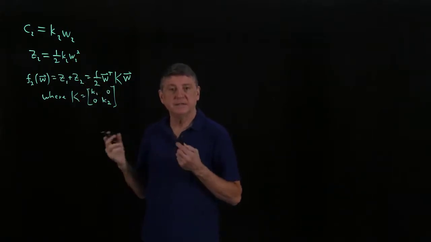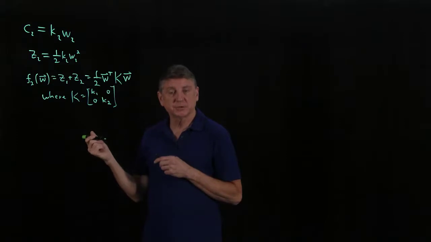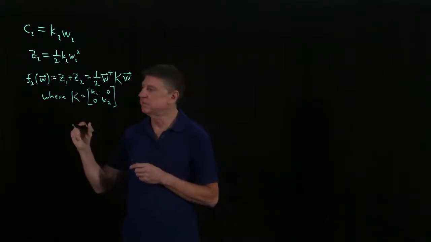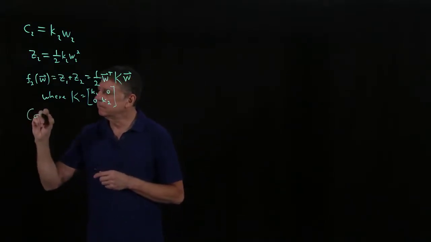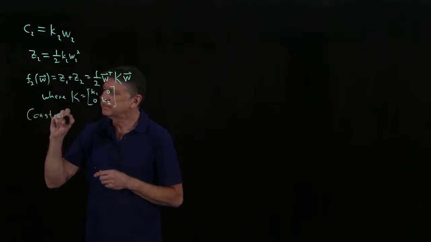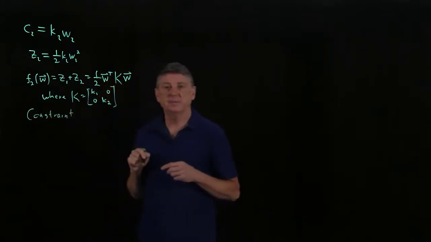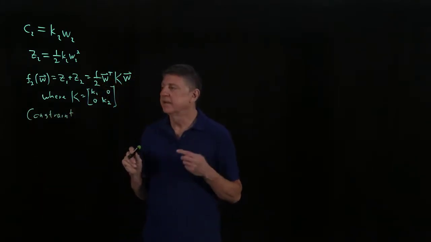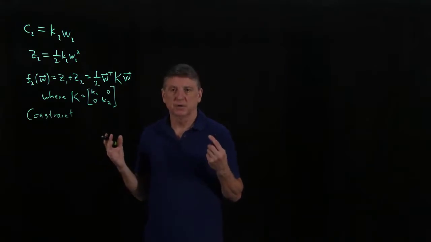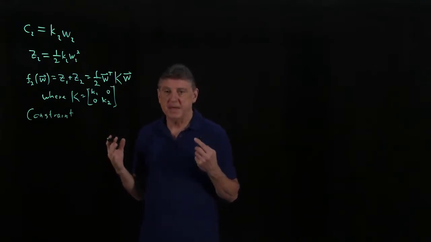Now, we have an additional constraint, which is that there's this external energy that's being applied to our system. So the constraint is that forces have to balance, and the reason is that from Newton's third law, F equals ma.